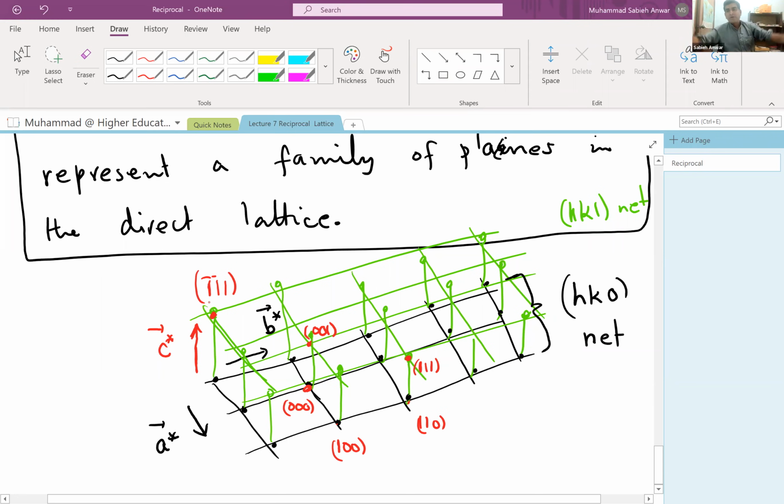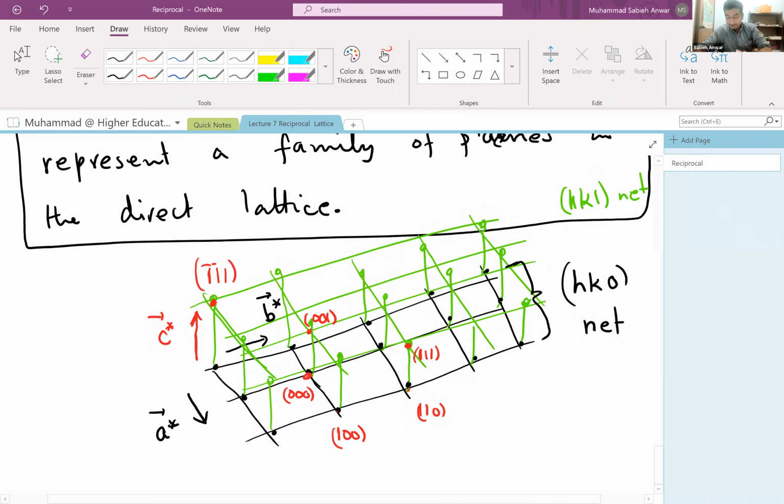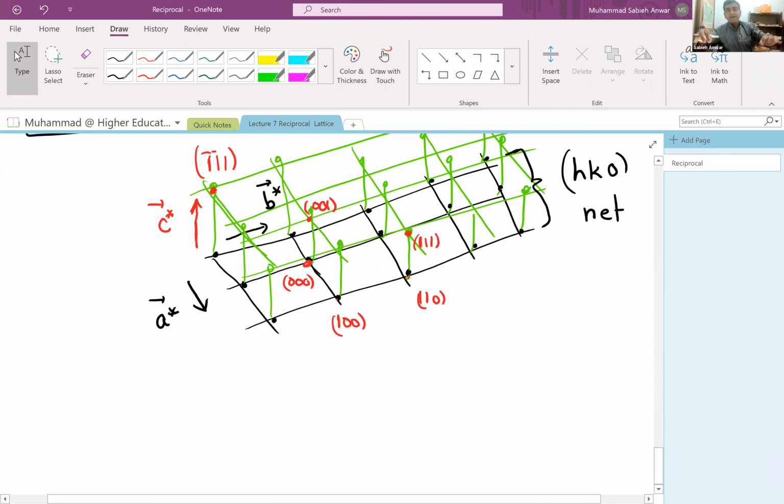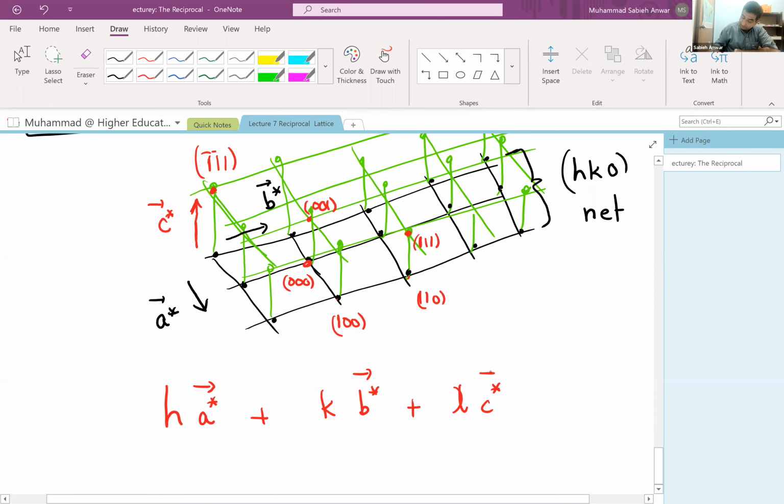So there are reciprocal vectors in the reciprocal space, and these reciprocal vectors end on points, and if you form all the points in the reciprocal space, you get the reciprocal lattice. So a general point in the reciprocal space could be represented as H with the unit vector A star plus K with the unit vector B star plus L with the unit vector C star. So this is some general vector in the reciprocal space. So this is a reciprocal vector.